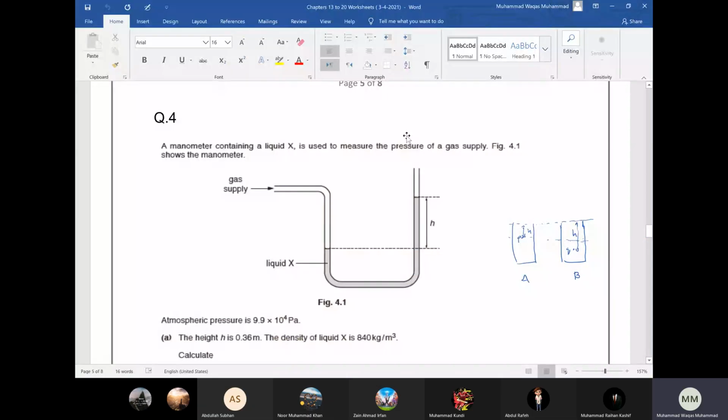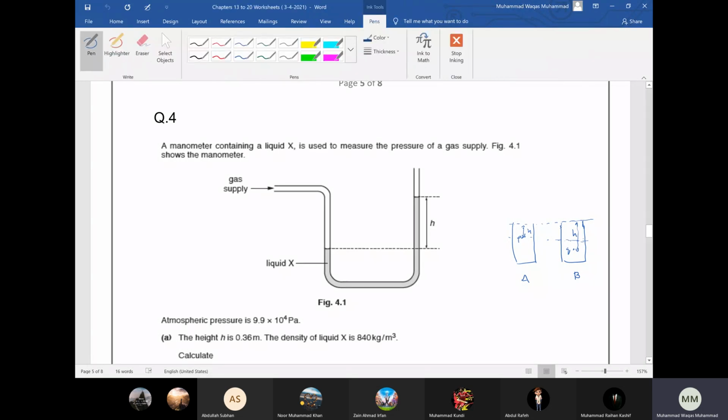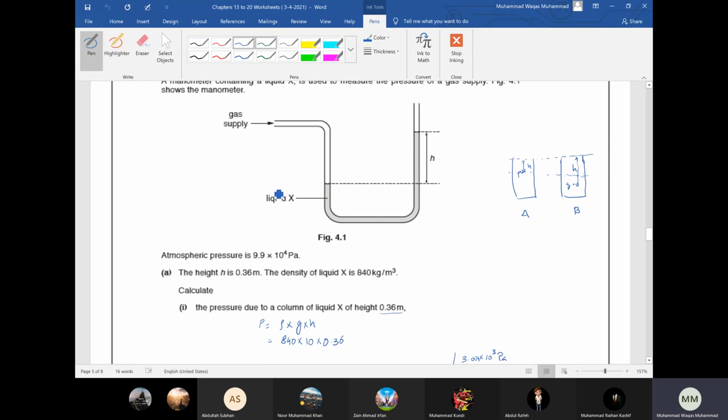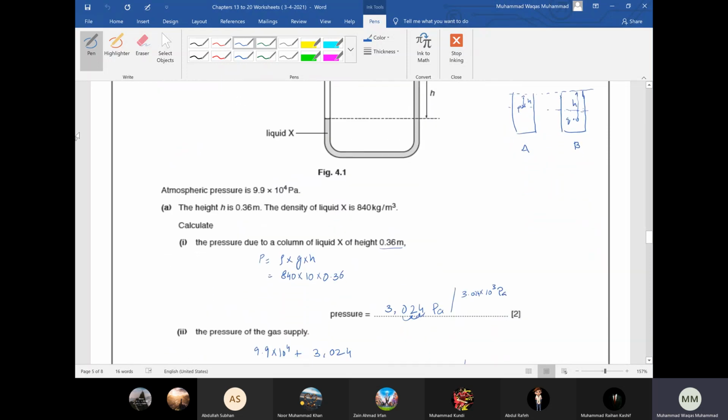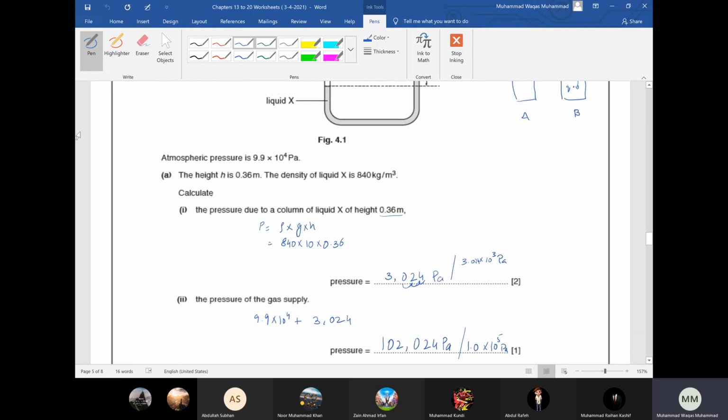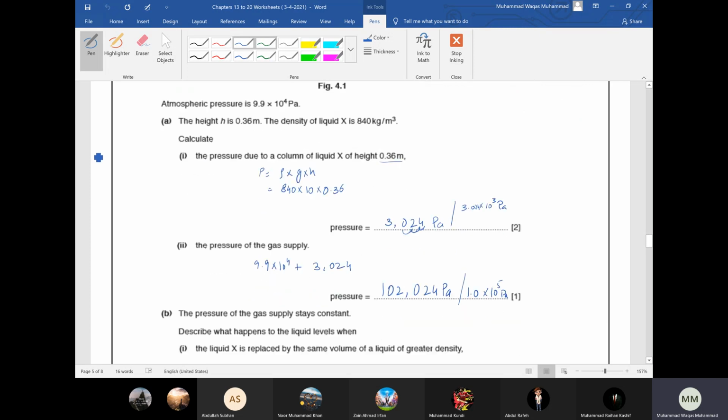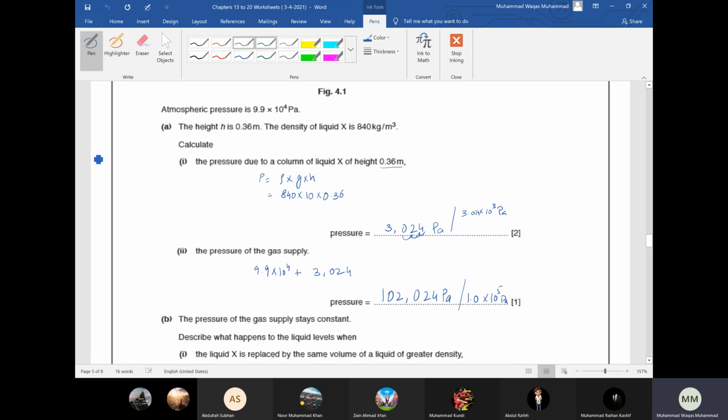Beta, question number 4 is that a liquid manometer contains a liquid X, and it is used to measure the pressure of a gas supply. Beta, actually I explained this. We did the first part, subpart 1 of part A. Then we just had to calculate the pressure due to the liquid column of liquid X. So simply we find the liquid pressure using the formula rho gh. We did that. Then we have to find the pressure of the gas supply.